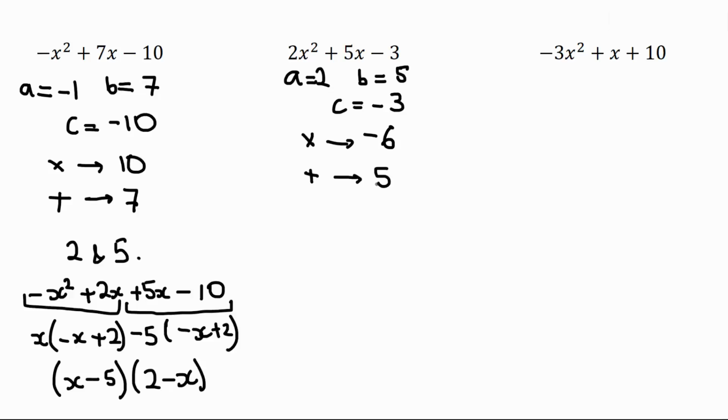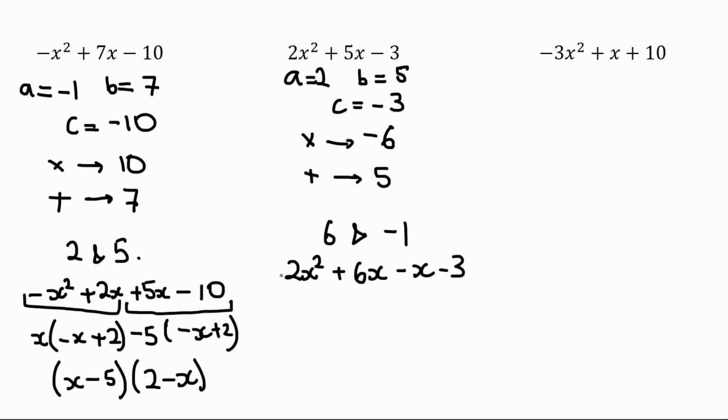Well, 6 take away 1 is 5, and 6 times minus 1 is minus 6. So the answer is 6 and minus 1, because they multiply to give minus 6 and add to give 5. So we're going to split this up, and it's going to be 2x squared, and for this one I'm going to put plus 6x minus x minus 3.